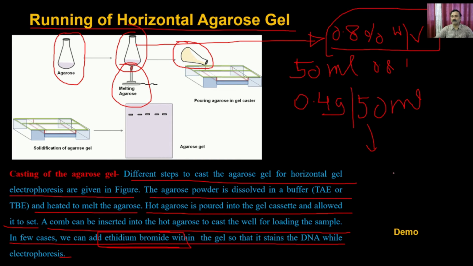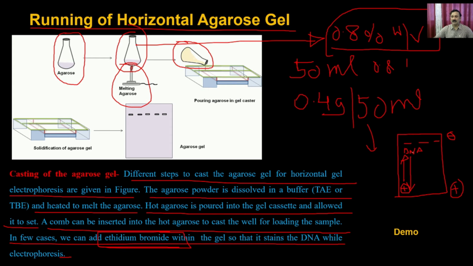In some cases, what people do is they just add the ETBR within the dye, because you have the wells on this side. So this is the negative side, this is the positive side, and ETBR is a positively charged dye, whereas the DNA is negatively charged. So what happens is the DNA you are loading into the well runs towards the positive side, whereas the ETBR, which is a positively charged dye, runs towards this side.